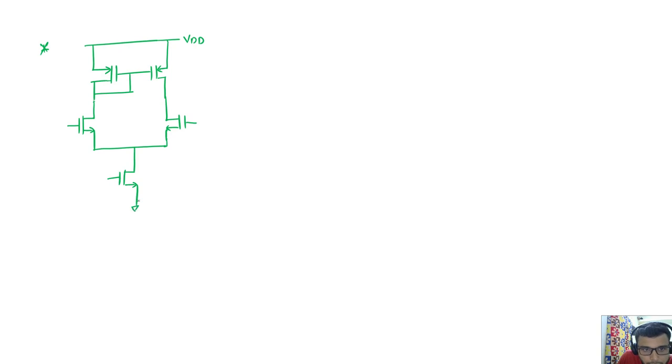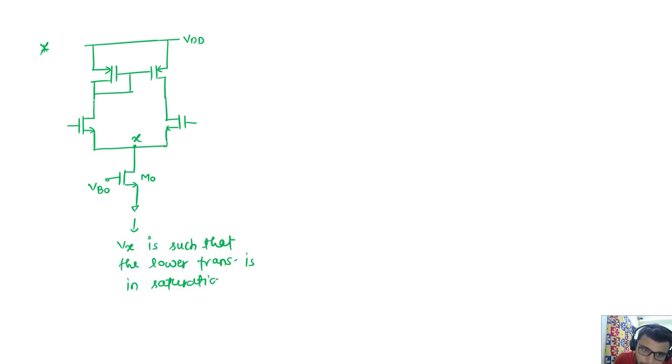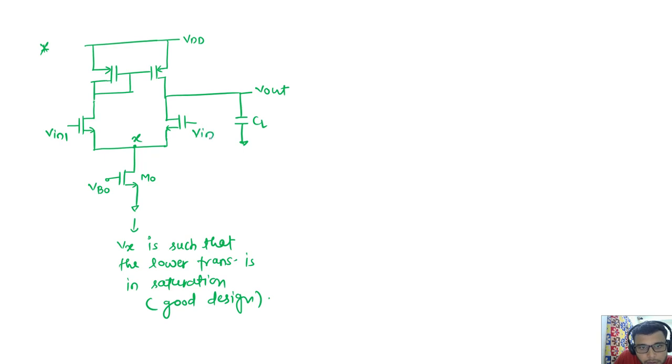So biasing is already told in the previous video. VB naught is the bias voltage. So this node X is such that my lower transistor is in saturation. This need not be explained again. I am telling this for a good design. But on a large scale, we will see that transistors will leave their original state, because we are sweeping this input without any control. So this is my Vin1. This is the Vin2.